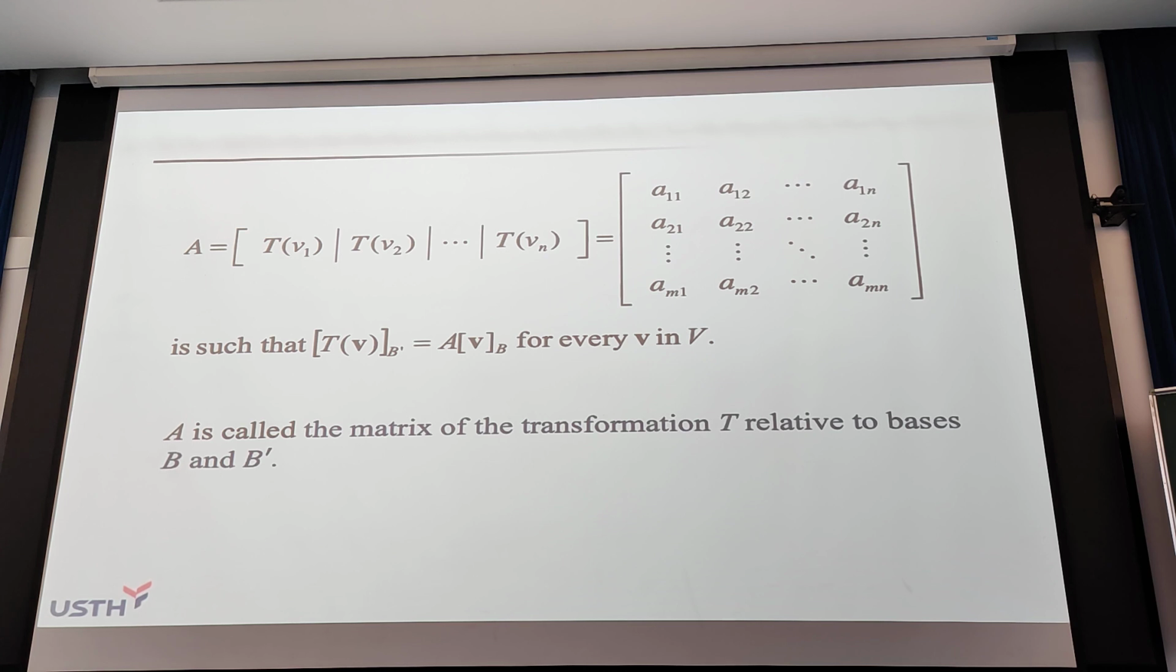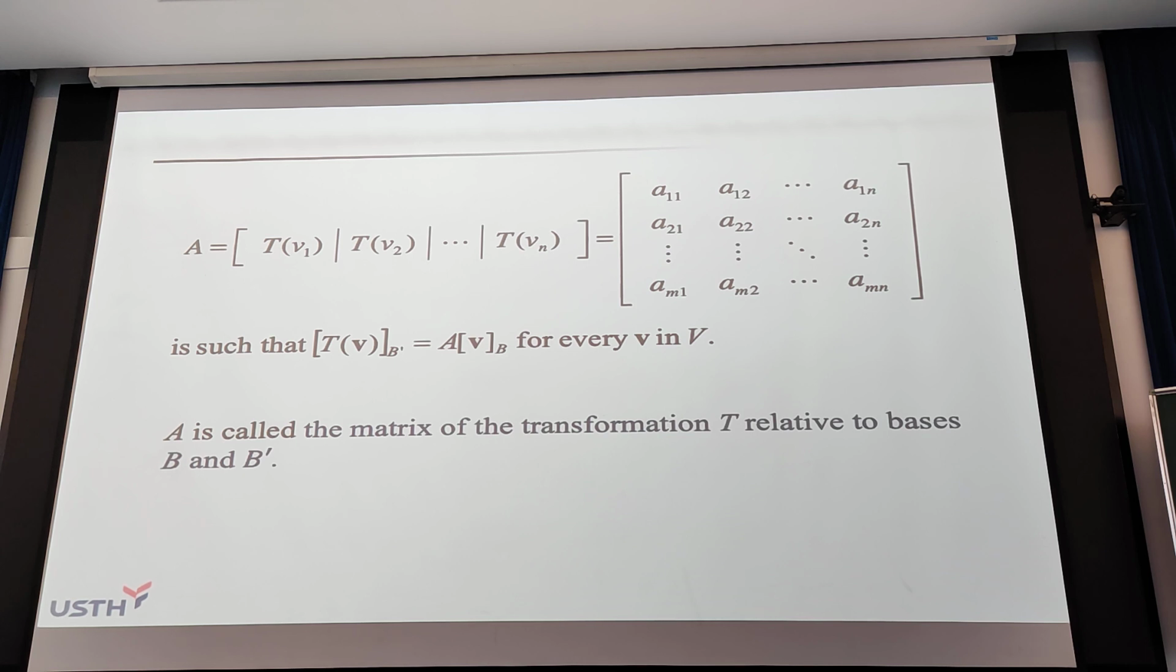First, we need to fix the basis B on the domain and the basis B prime on the codomain. And the matrix depends on both basis B and B prime. Because of that, we say A is a matrix of the transformation T, but relative to basis B and B prime. That is the definition.